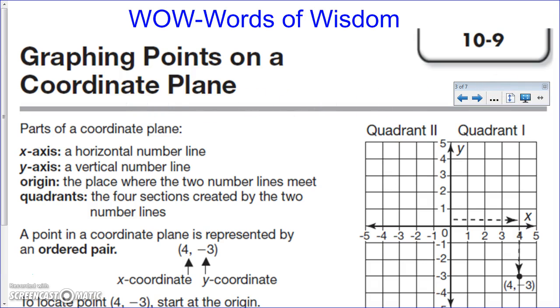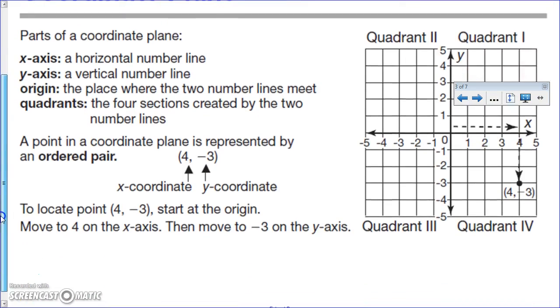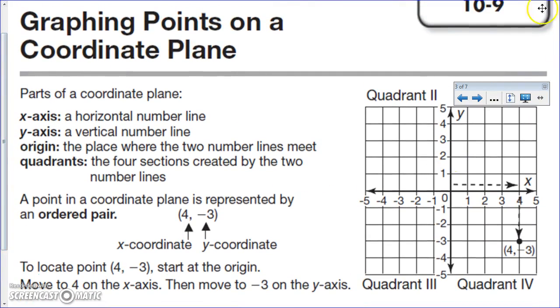A point on the coordinate plane is represented by an ordered pair. The x-coordinate is always listed first. Then the y-coordinate is second. They're always separated by a comma, and they're always in between parentheses. So to locate point (4, -3), start at the origin, and we go 4 places to the right. You can see the arrow there on the graph. And then 3 places down to the -3. So this point is located in quadrant 4.